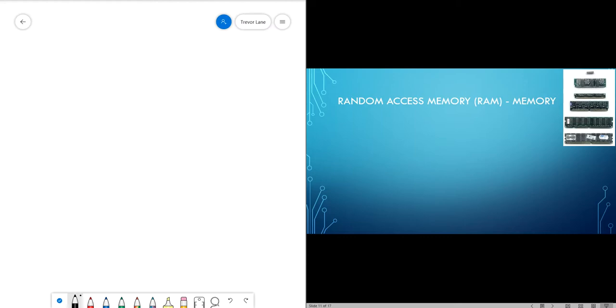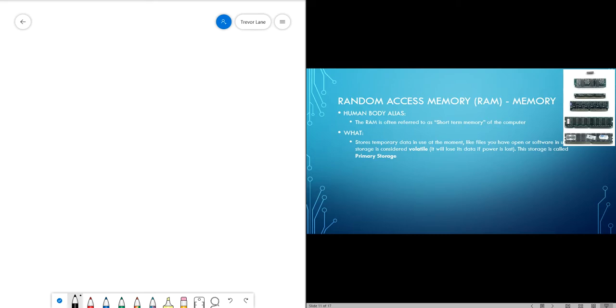Short-term memory. Now, what we're talking about here is called random access memory, or RAM. I'm sure every one of you has heard this before. This is our short-term memory, stuff that we're using at the moment. What does that actually mean? So let's have a quick discussion. Now, we know our hard disk drive is used for permanent storage, stuff that's stored permanently on our computer. Our RAM is used for stuff that is in use right now. It stores temporary data in use at the moment.